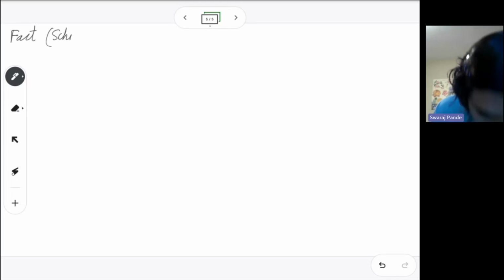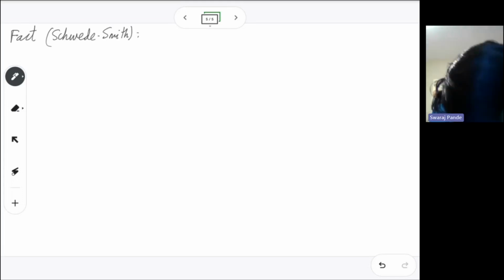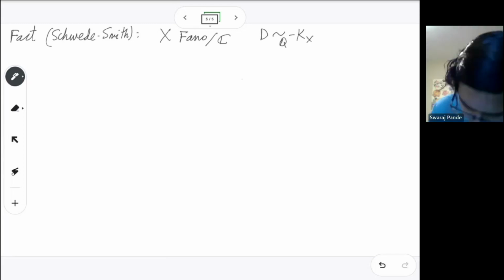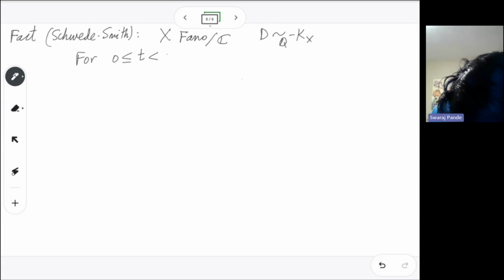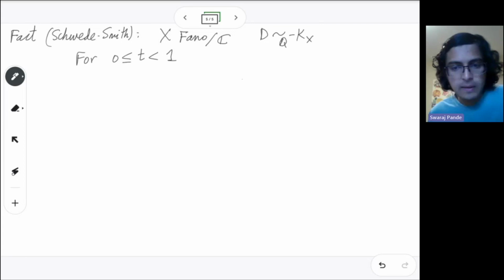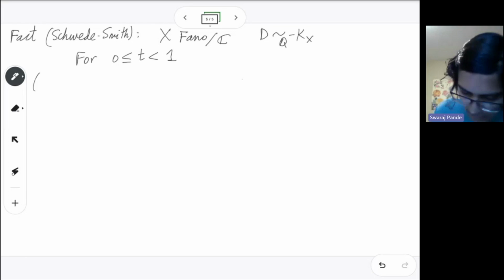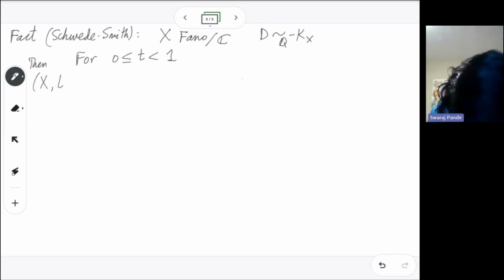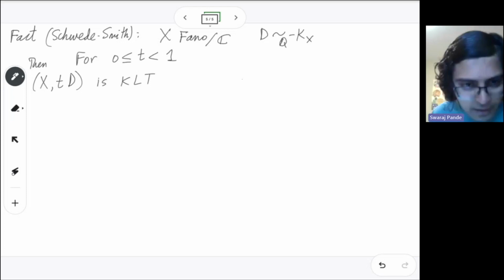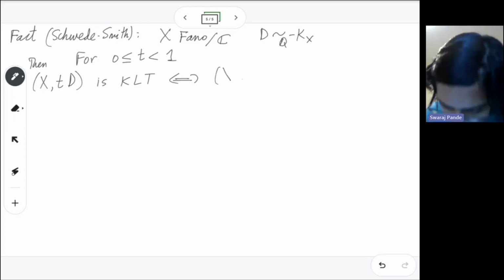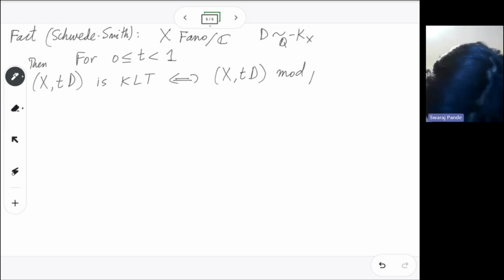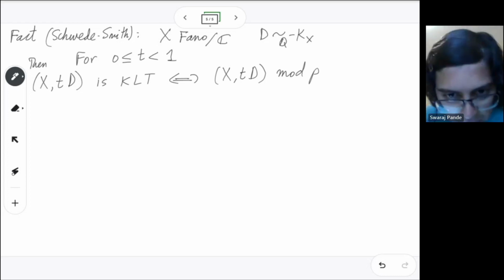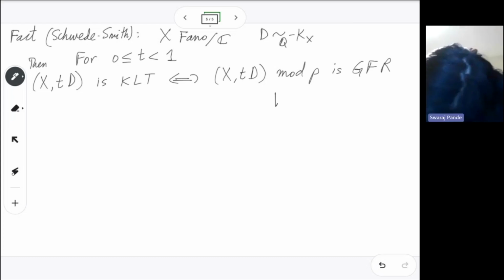I'll tell you a fact due to Schwede and Smith. They proved the following: suppose we take a Fano variety over the complex numbers, and we take a Q-divisor D which is an anti-canonical Q-divisor, and we fix a number t strictly smaller than 1. Then they say that X, tD is KLT, remember these are over complex numbers so we can talk about KLT, if and only if X, tD mod p, so you can take that pair and reduce mod p, is globally F regular for all p large.